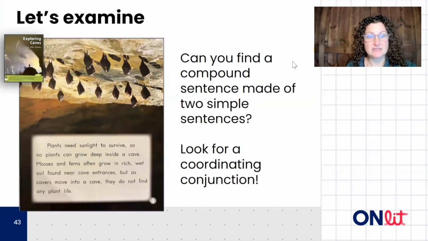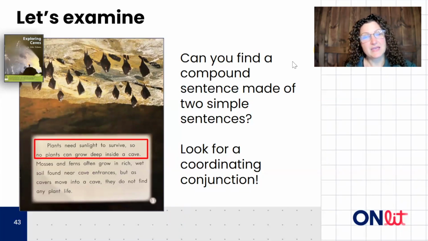Let's examine this text. Can you find a compound sentence made up of two simple sentences? Here's a hint. Look for a coordinating conjunction. There it is. In this compound sentence, the conjunction so implies a cause and effect relationship between the related ideas of plants requiring sunlight and plants not being able to grow deep inside a cave.